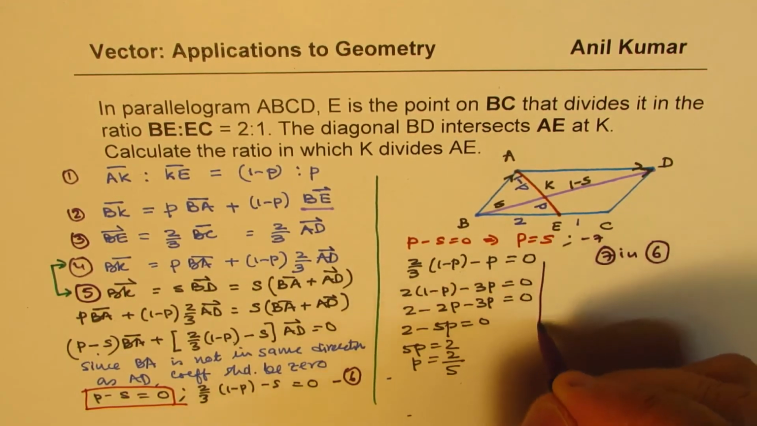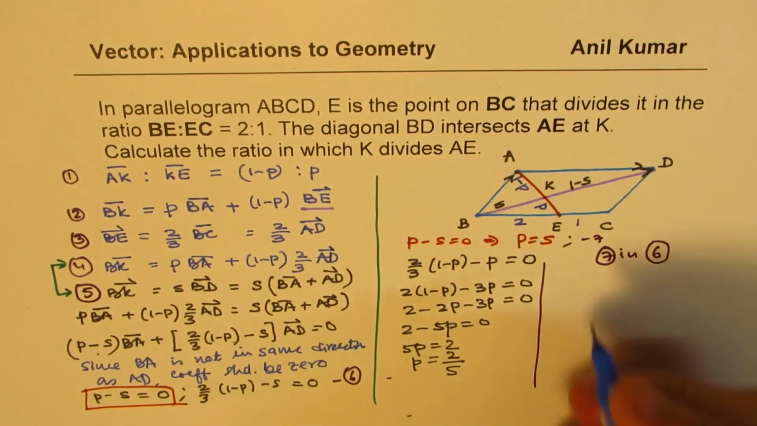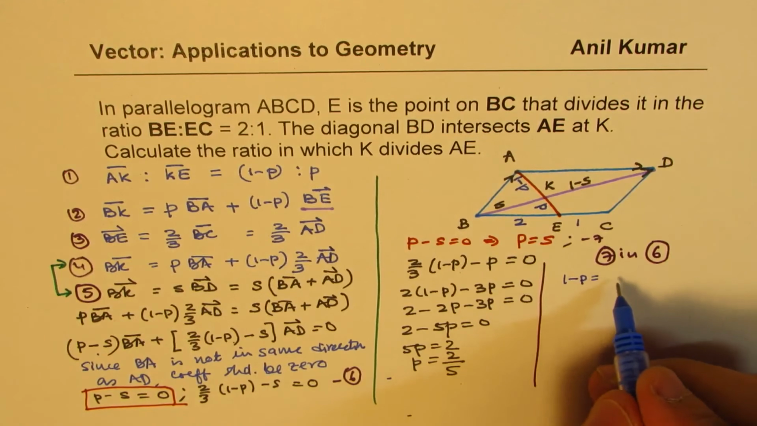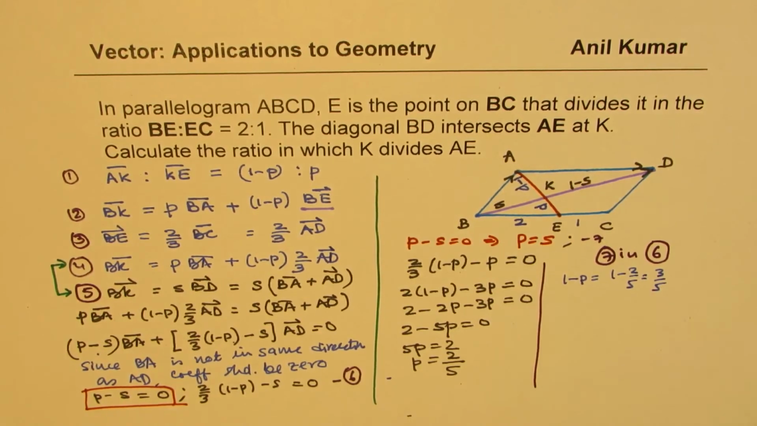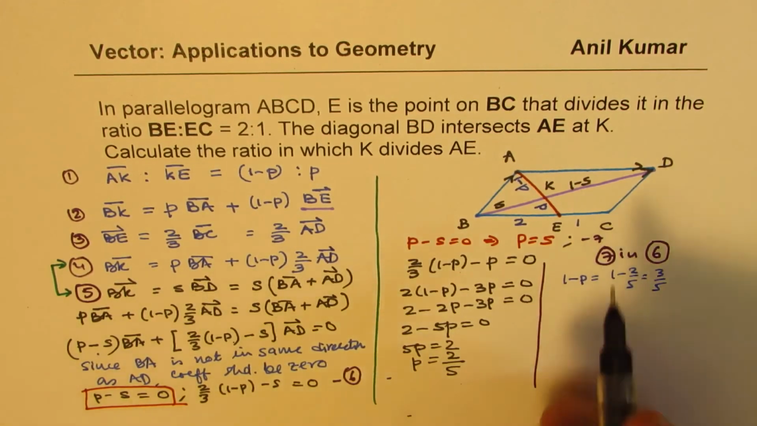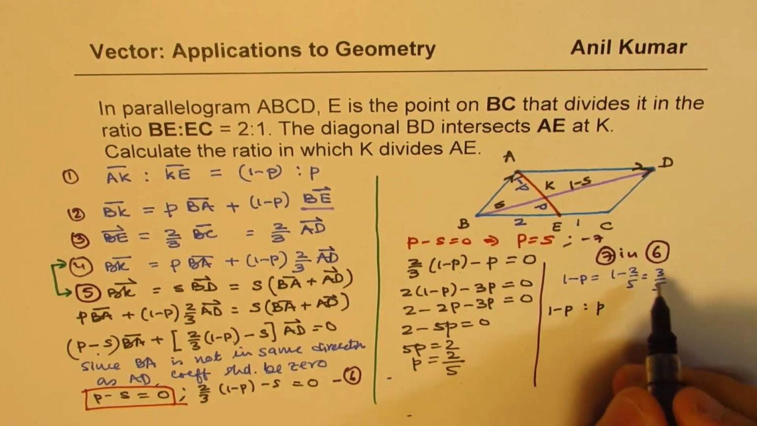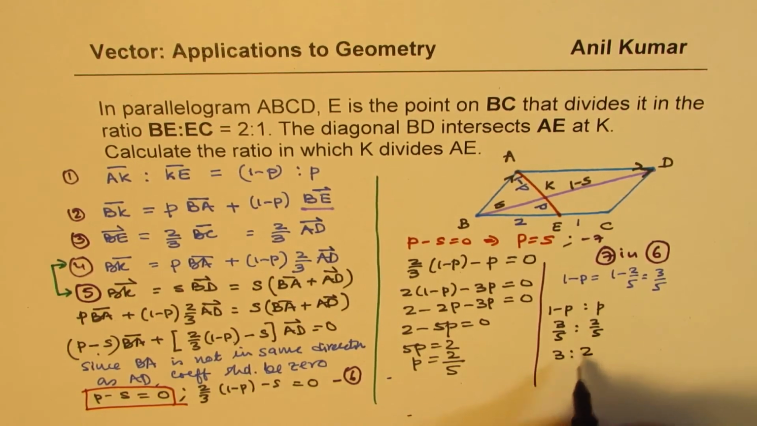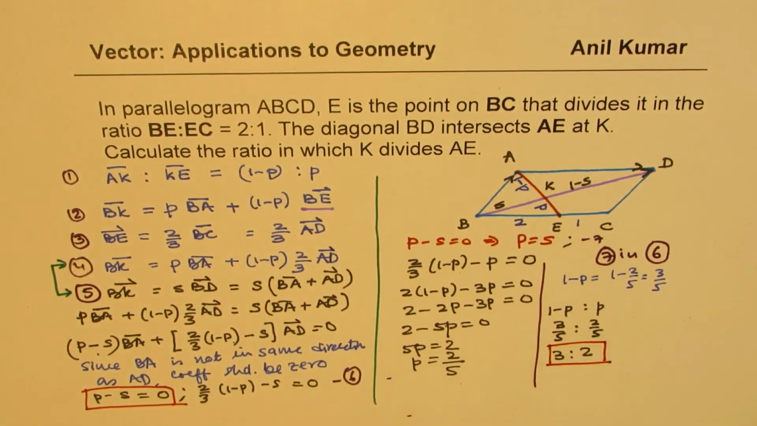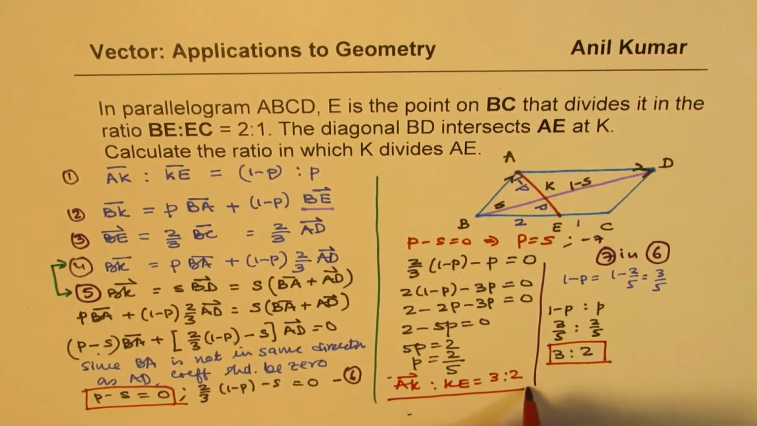So that means 1 minus P is how much? So 1 minus P will be 1 minus 2 over 5, which is 3 over 5. Okay? So we get our ratio now. So that means the ratio of 1 minus P to P is 3 over 5 to 2 over 5, or 3 is to 2. So the ratio in which it divides is 3 is to 2. Perfect. So now we know that AK is to KE is equal to 3 is to 2. So that is how we can actually prove it.